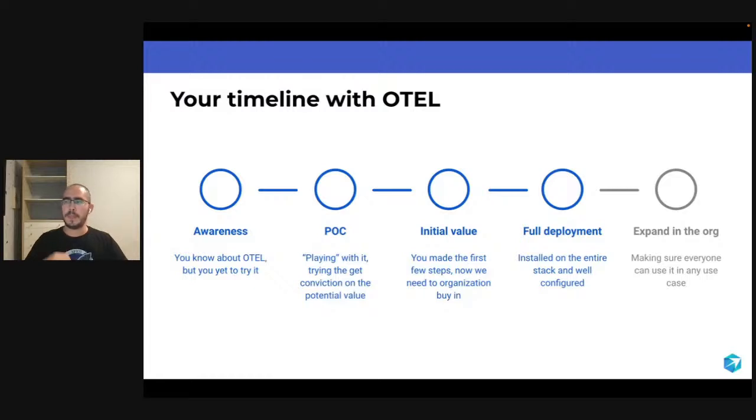So we are at the phase where we have a full deployment. Everything is working. Everything is running. We got this full picture of the whole system, so we have all the data. The fact that you have data doesn't mean people are seeing it. We need to make sure that developers are exposed to it. And this is the phase where we need to expand in the organization.